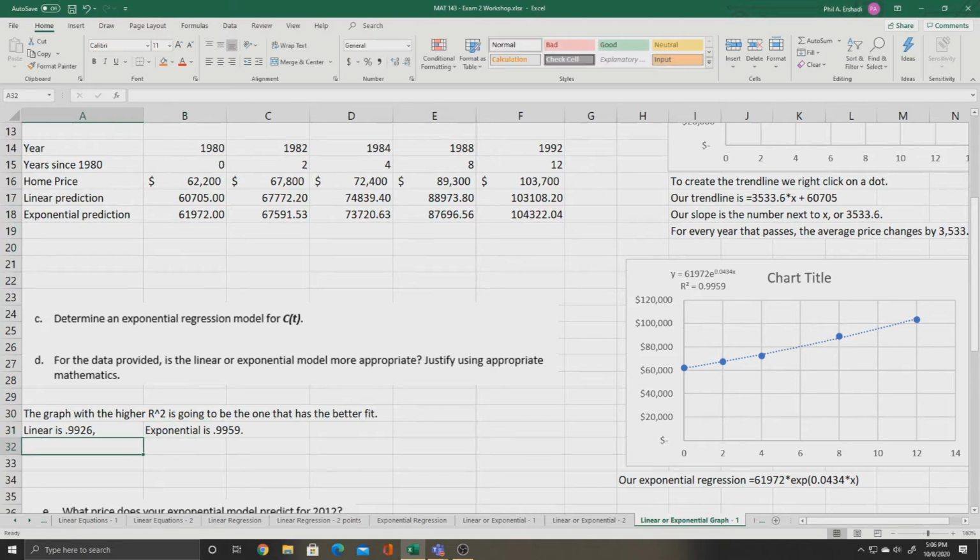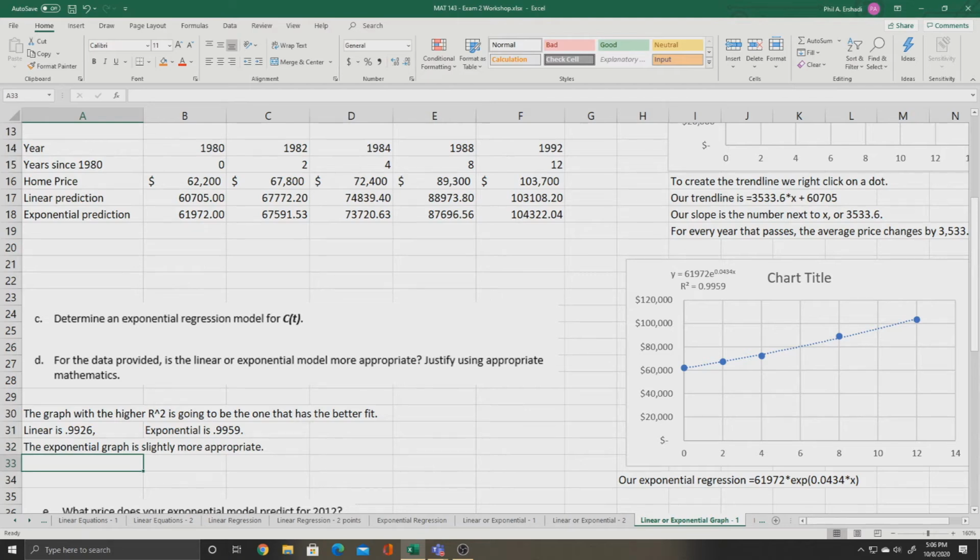Both of them are fairly high numbers, because 1 is the highest you can go. So anything starting with 0.99 is fairly good. However, the exponential is just a little bit higher, because 0.995 is definitely higher than 0.992. So we'll say the exponential graph is slightly more appropriate.